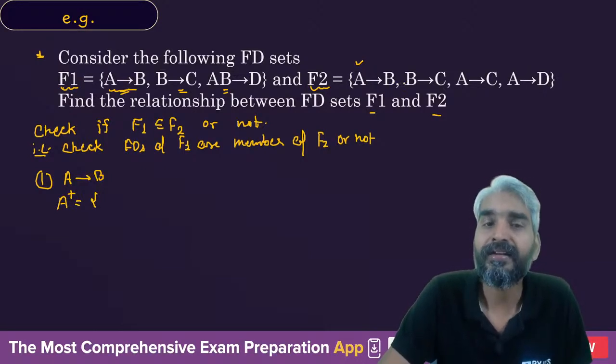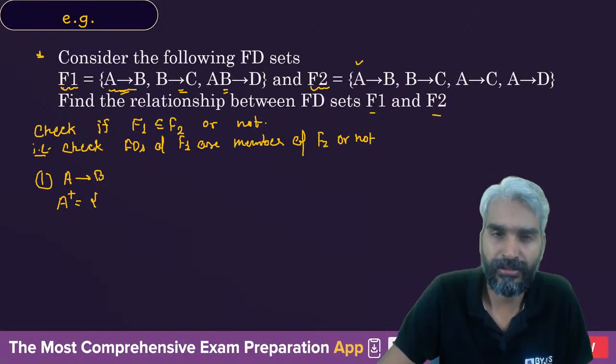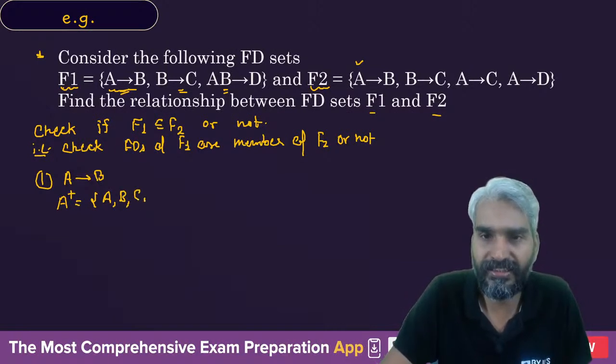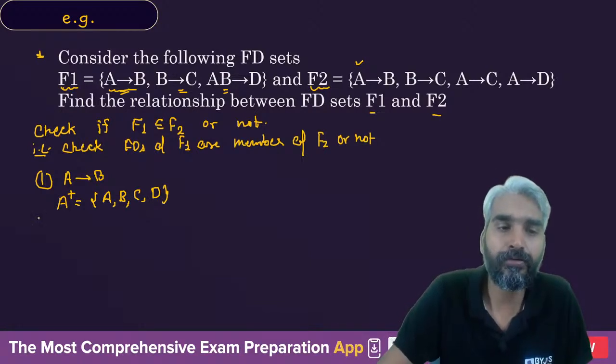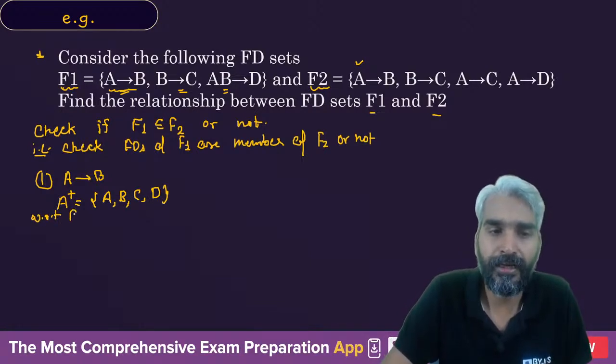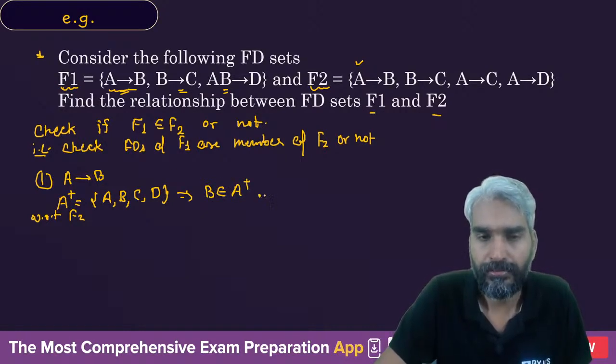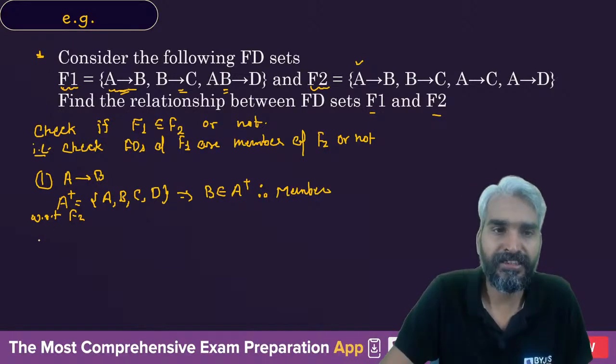Got the idea? So this too has to be seen. So A closure will be what? A closure will be A. From there, you will calculate B. From B, you will calculate C. And from A, you can also obtain D. Therefore, this will be the set of A closure with respect to F2, right? So do you see that B, what do we check? We see that B is a member of A closure, therefore member, right? Let's check for the second FD.